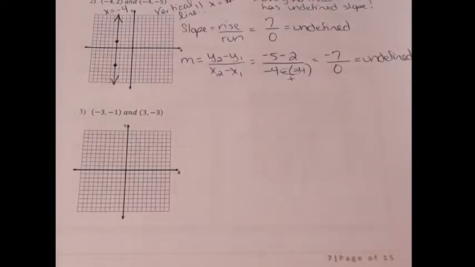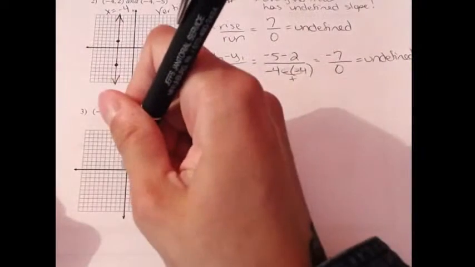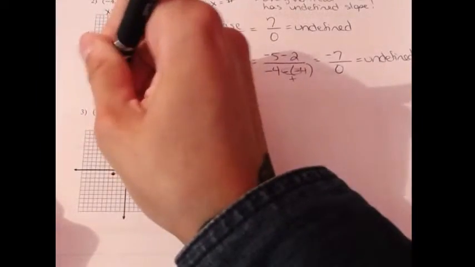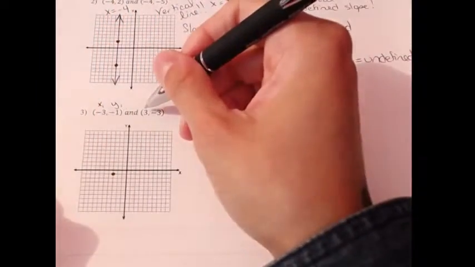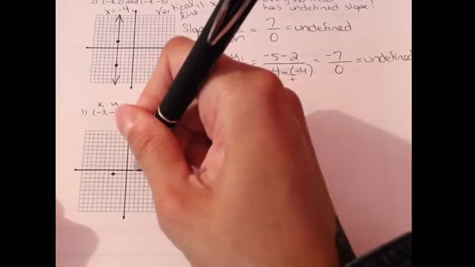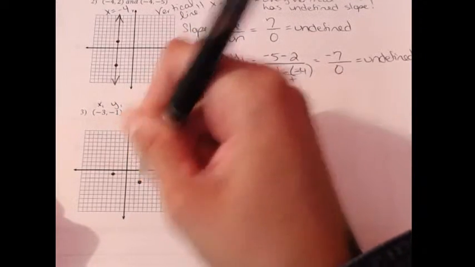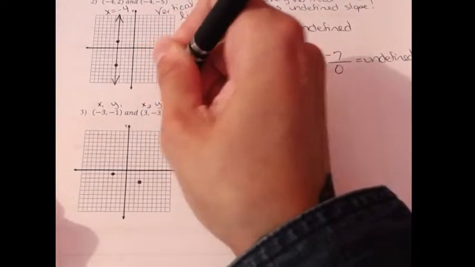So let's take a look at this. So negative 3, negative 1. So negative 1, 2, 3, negative 1. Here's our first point. I'm going to call that x1, y1. Our second point is 3, negative 3. So 1, 2, 3, down 3. 1, 2, 3. Perfect. I'm going to call that x2, y2.